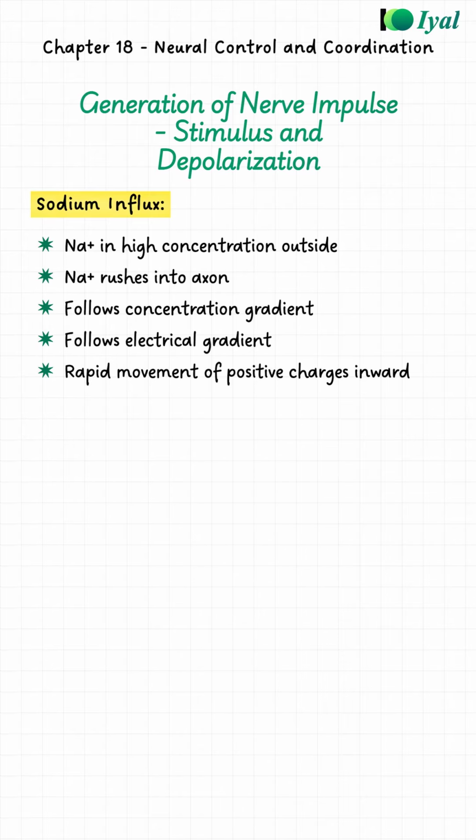Once the sodium channels open, sodium ions, which remember are in very high concentration outside the axon, suddenly have a pathway to get inside. They rush in following both the concentration gradient, from high concentration outside to low concentration inside, and the electrical gradient, positive charges moving toward the negatively charged inside. This influx of sodium is rapid and massive. In just a fraction of a millisecond, many sodium ions flow into the axon.